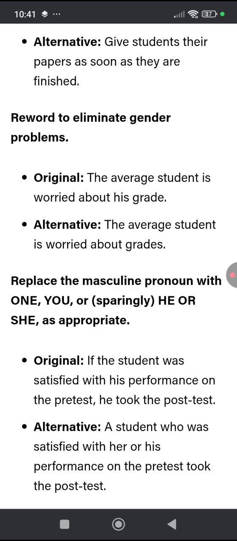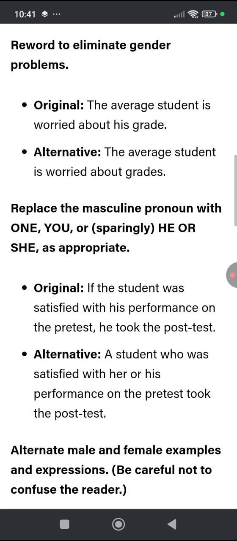Next, we can reword to eliminate gender problems. So in the original sentence, the average student is worried about his grade. So if we talk about average students in this sentence, it is thought that most of the average students are masculine. So how do you eliminate this? The alternative is the average student is worried about grades. So we have reworded the sentence to include both girls and boys, masculine and feminine.